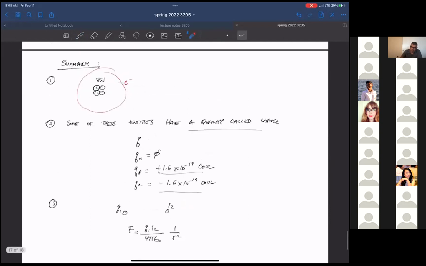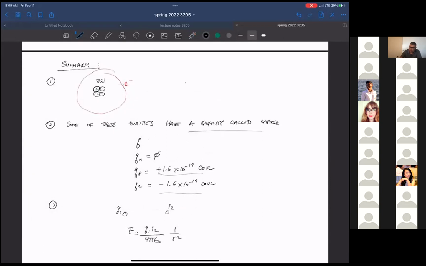Now there's another thing. I'm just saying this for your amusement. It's not part of what we're going to be discussing in the class. So why don't protons in the nucleus push each other away?